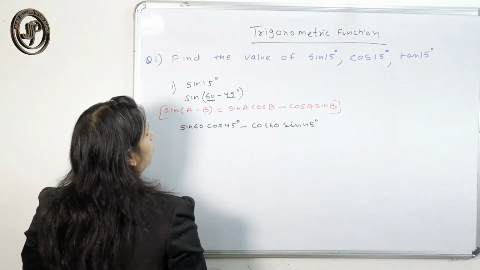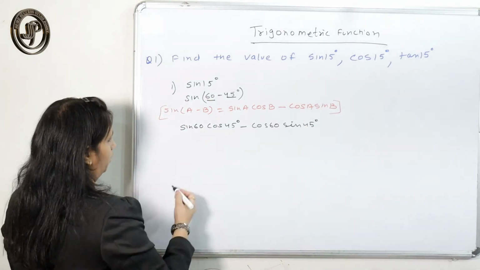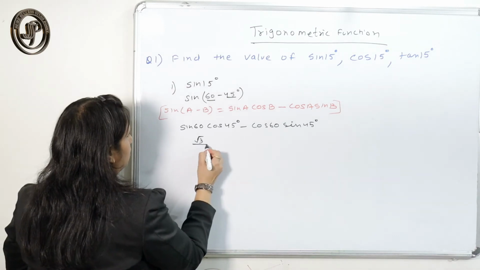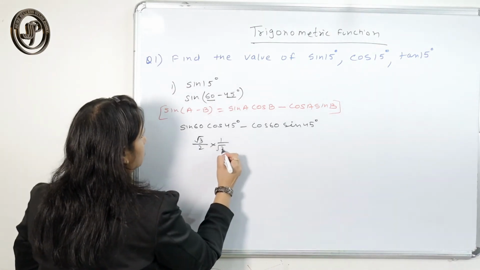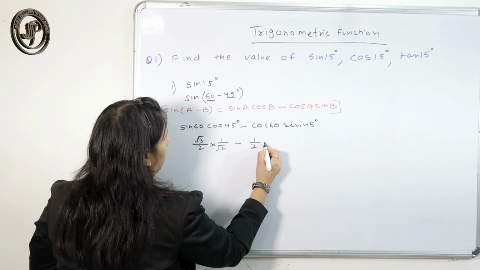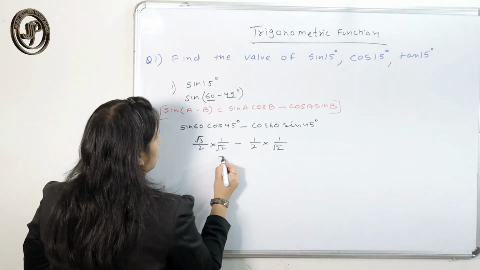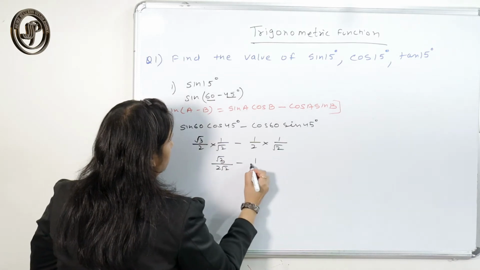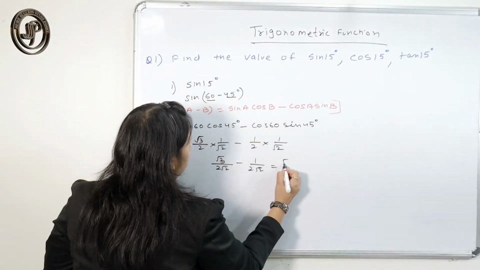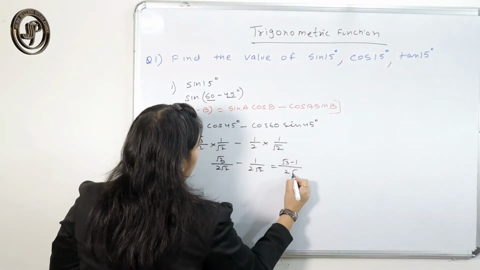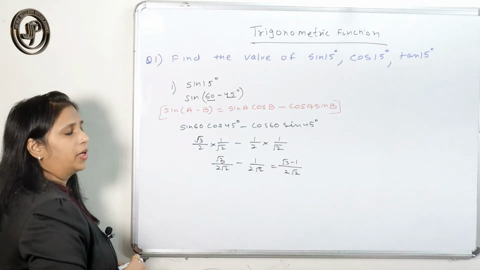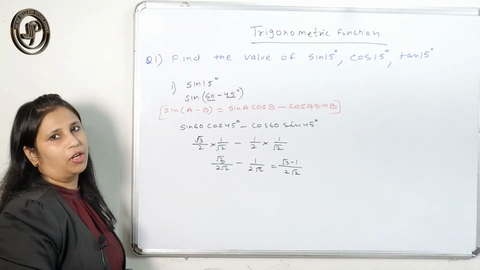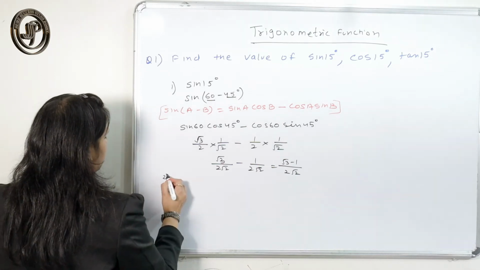Now you just have to substitute the values. This is root 3 by 2 into 1 by root 2 minus 1 by 2 into 1 by root 2. So you can write root 3 upon 2 root 2 minus 1 by 2 root 2, which is root 3 minus 1 upon 2 root 2. This way you can find the value of sin 15 degree.